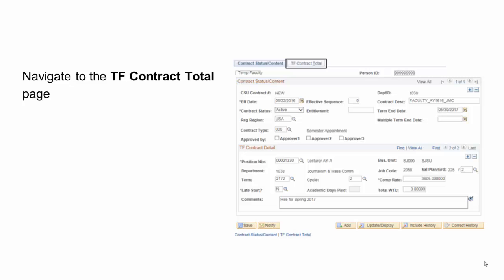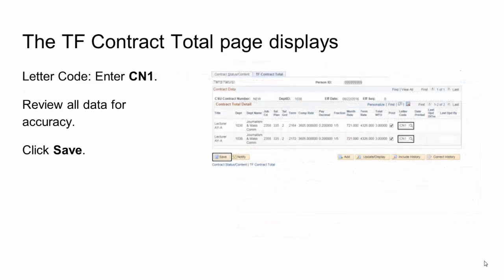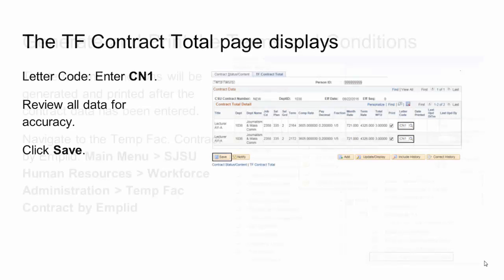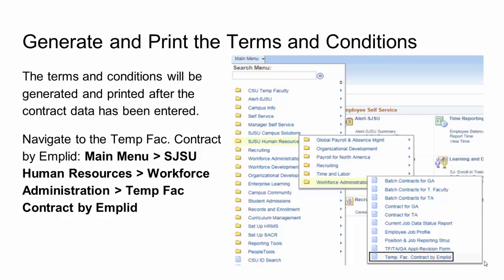Navigate to the TF contract total page. The TF contract total page displays letter code, enter CN1. Review all data for accuracy, click Save. Generate and print the terms and conditions. The terms and conditions will be generated and printed after the contract data has been entered.